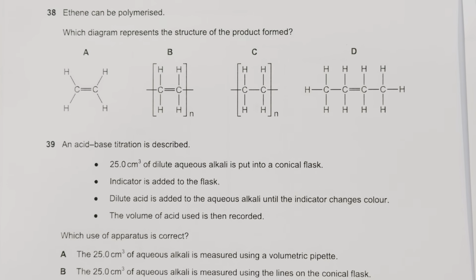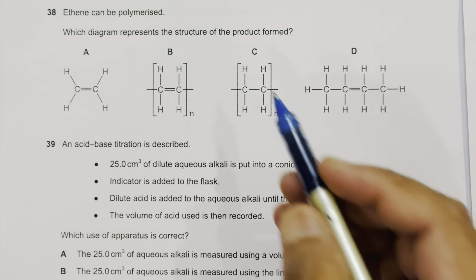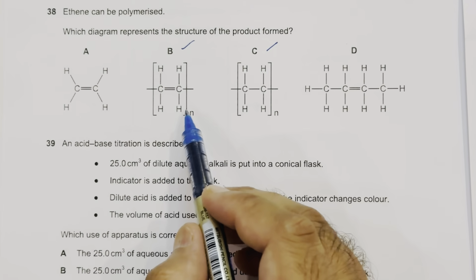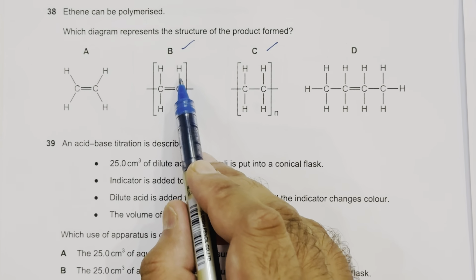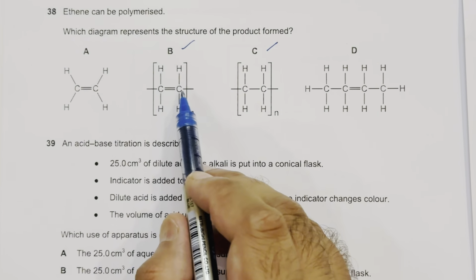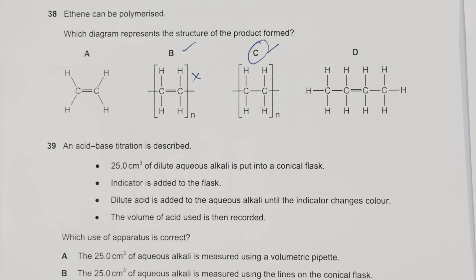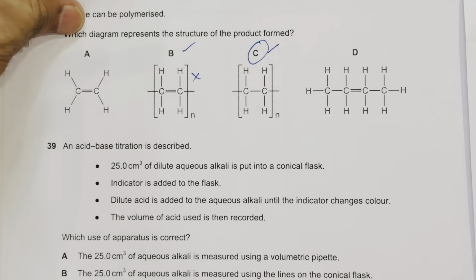So we know that it should carry the repeating units, and repeating units are only shown in options B and C, but option B is carrying the double bonds. So here, 1 2 3 4 5 carbons, carbon cannot form 5 bonds, so this is the wrong option. The only correct option here is option number C. Moving to question number 39.